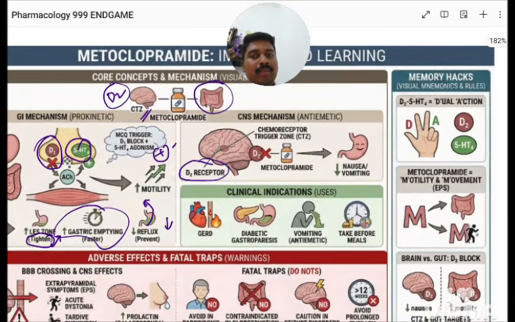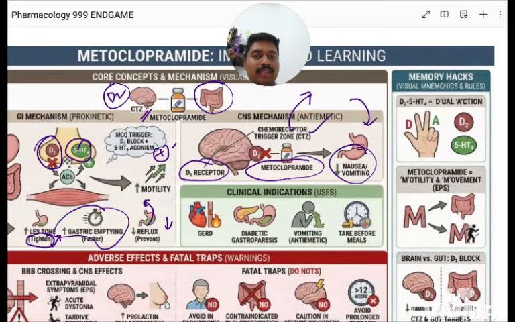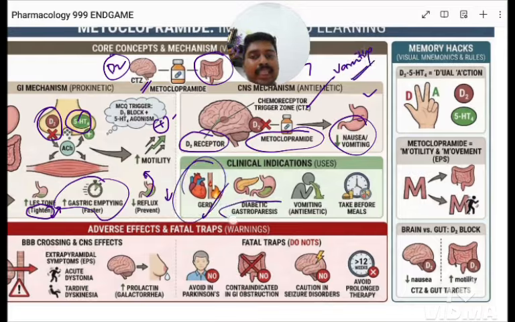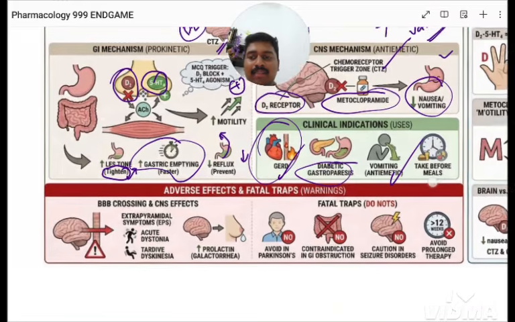Now this D2 receptor is involved in the chemoreceptor trigger zone. Okay. That will be blocked. Hence the chemoreceptor trigger zone is not activated, and hence it is used as an antiemetic because of this dopamine blockade. It will cause decreased nausea and vomiting because the chemoreceptor trigger zone is the center for vomiting. That's why it is an antiemetic. Now indications are GERD, gastroparesis, vomiting, antiemetic, everything.